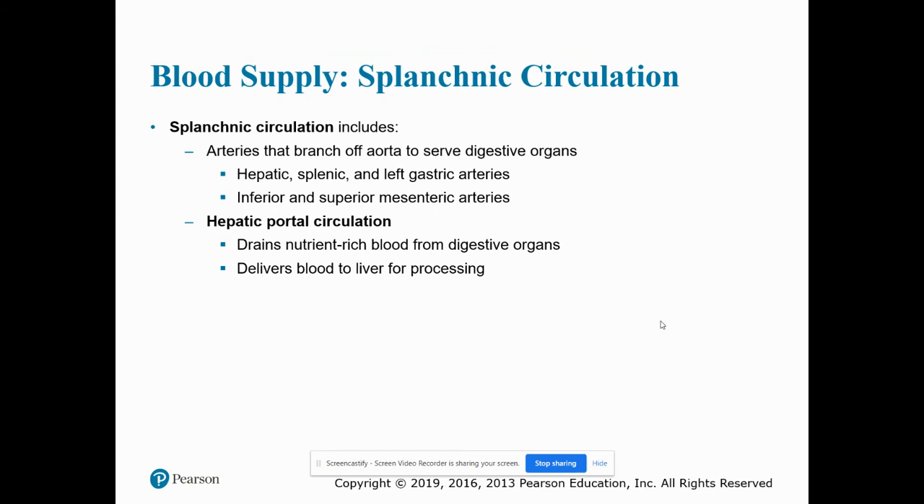Now we're going to talk about the blood supply, and this is splanchnic circulation. This includes the arteries that branch off the aorta to serve the digestive organs. These are the hepatic, the splenic, and the left gastric arteries, as well as the inferior and superior mesenteric arteries, and hepatic circulation. Hepatic circulation drains nutrient-rich blood from the digestive organs and delivers the blood to the liver for processing.